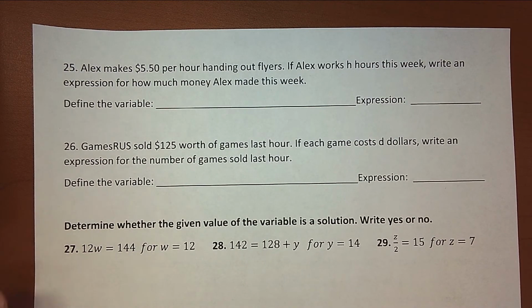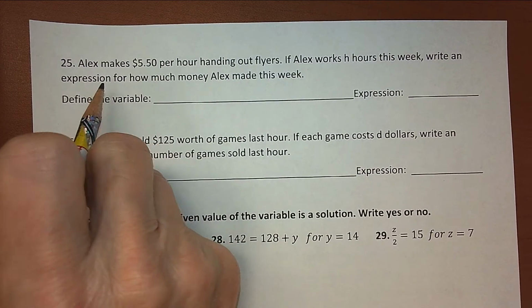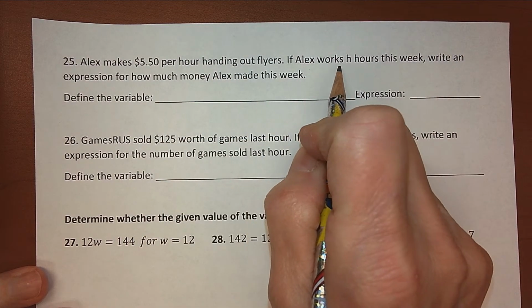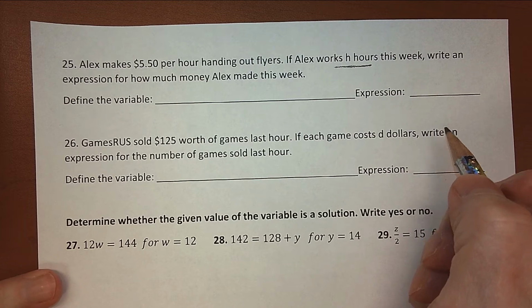Okay, here we go with study guide page 3 for unit 5. Alex makes $5.50 per hour handing out flyers. If Alex works 8 hours this week, write an expression for how much money Alex made this week.